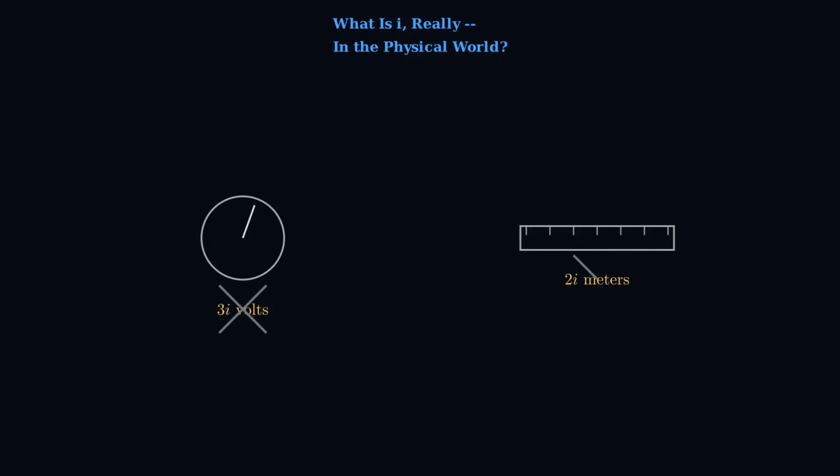Honest answer, and it's a little unsatisfying at first. i is never a quantity you directly measure. No voltmeter reads 3i volts. No ruler measures 2i meters. So if it's not a measurable thing, what work is it actually doing when it shows up in physics equations?